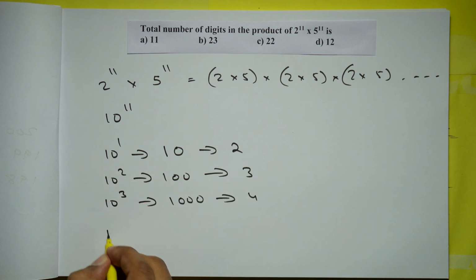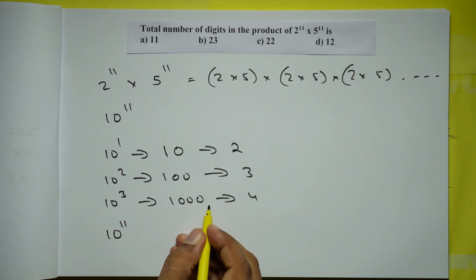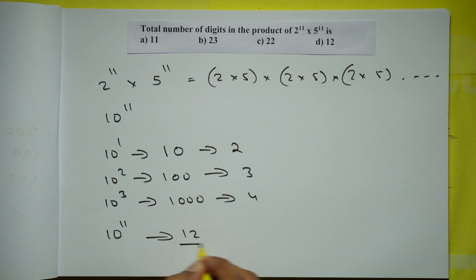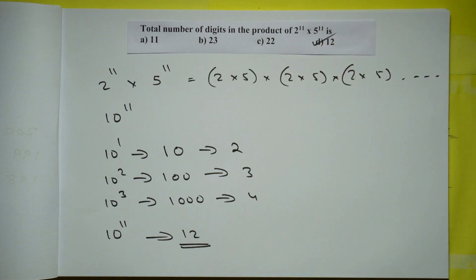So using the pattern, 10 raised to 11 will be 1 followed by 11 zeros. So altogether 12 digits will be there. So 10 raised to 11 is a 12 digit number. Option D, 12.